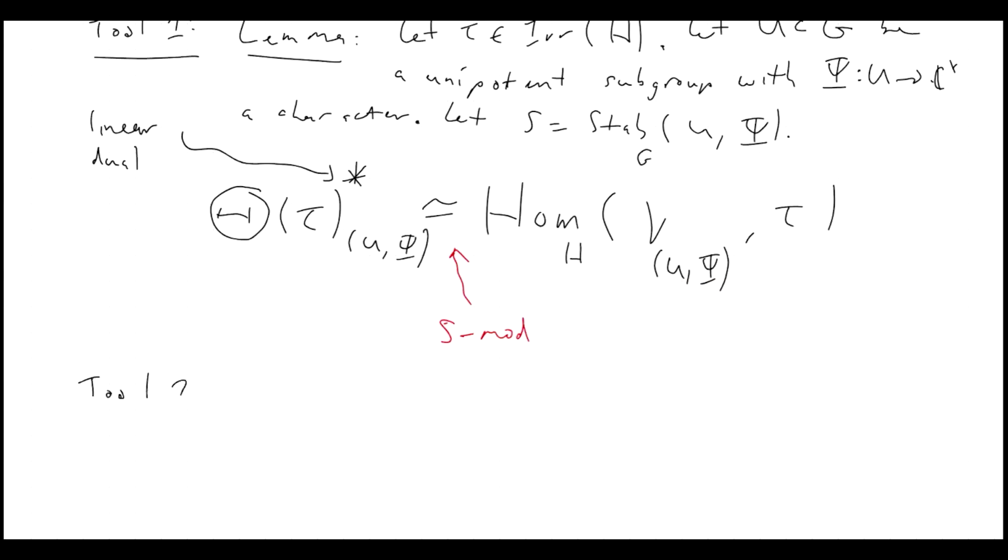Now the second tool. This is sort of like a partial Schrodinger model for V.